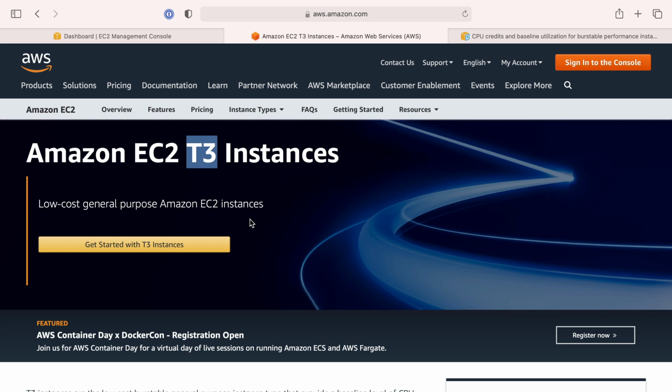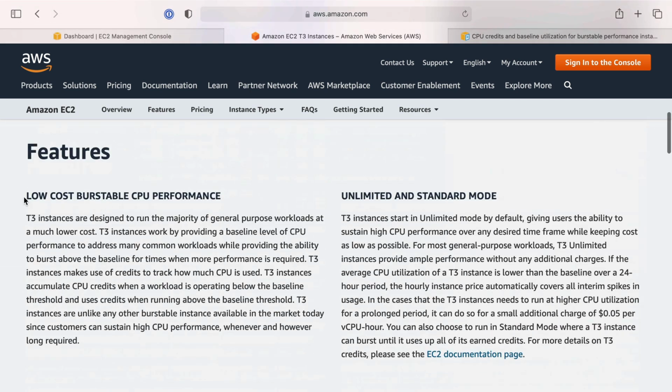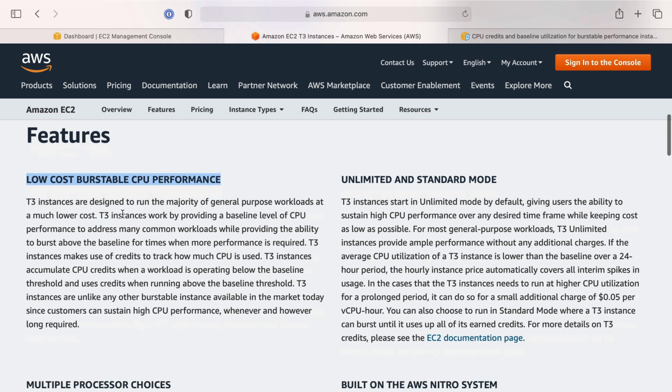What you might or might not know is that these T3 instances work on a system of CPU credits, so low-cost burstable CPU performance. They're designed to run the majority of general-purpose workloads at much lower cost. The T3 instances work by providing a baseline CPU performance while providing the ability to burst above the baseline for times when more performance is required. So that sounds nice on the surface.